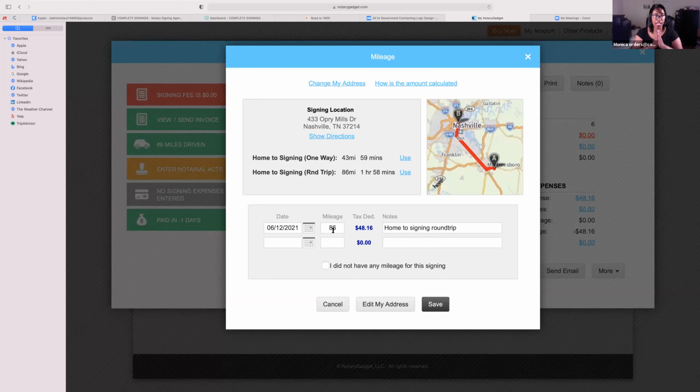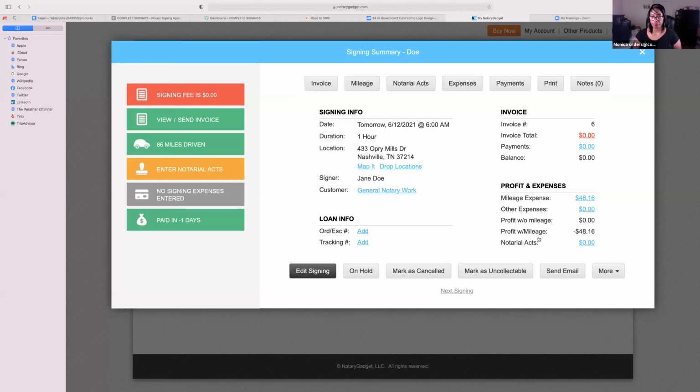All I'm using Notary Gadget for is to determine what that mileage number looks like for the distance that I am willing to travel the furthest to as a standard. Any questions so far? Nothing in the chat. Okay, so we'll hit save and we'll move on.